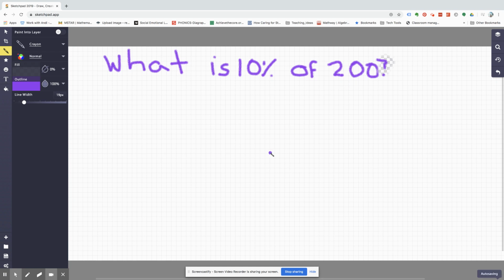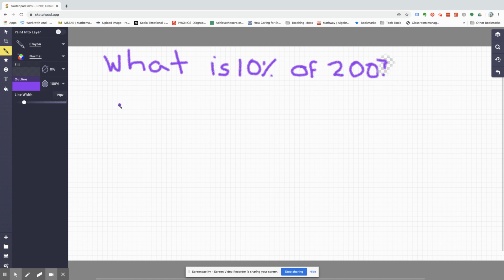Alright, so today I'm going to be telling you how to use the SketchPad tool to show your students your work. So today we're going to be doing what is 10% of 200. So go and write that down, alright?